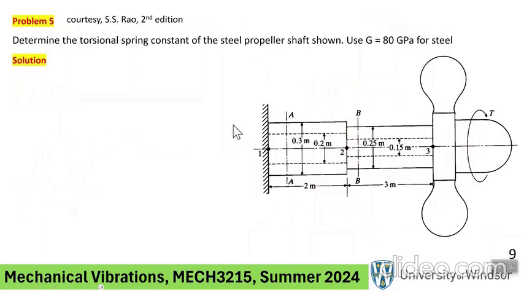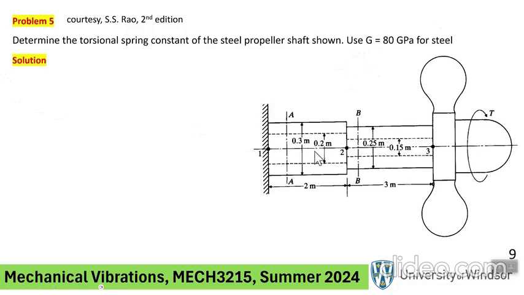All right. This problem is taken out of Rao's book. Essentially, we are interested in the torsional vibration of a propeller shaft. You can think about this thing as, I mean, it's not a propeller, but you can think about it as something like that. I made it out of steel, and for steel, this is the shear modulus.